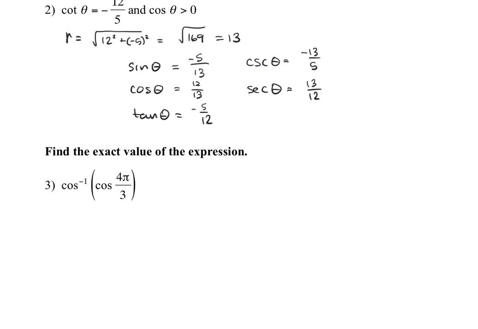So what we first do is evaluate cosine of 4 pi thirds. So that's an angle from the unit circle. At 4 pi thirds, the cosine there would be negative 1/2. So we can replace cosine of 4 pi thirds with negative 1/2. So now we have inverse cosine of negative 1/2. And in the defined domain, which is from 0 to pi, we look for an x value that's negative 1/2, and that happens at 2 pi thirds.